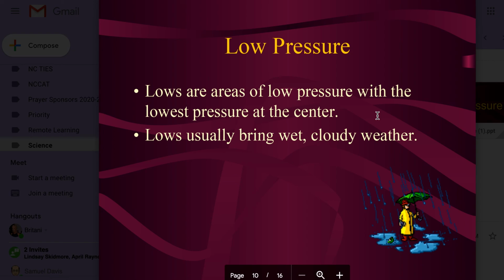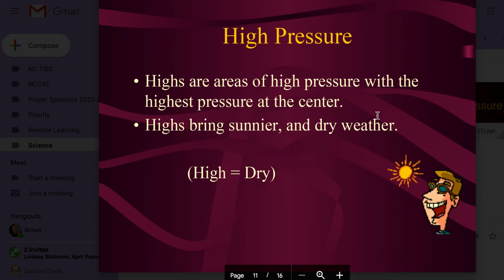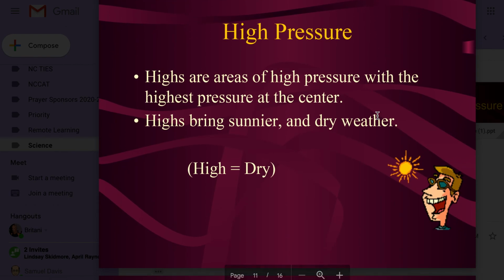Those are some warm air masses. They're lighter, they rise, they have more humidity, or they can hold more humidity. So warm air is usually that low pressure. That warm air is usually what causes that rain. Okay, high pressure. They have the highest pressure at the center. They bring sunnier and drier weather. So we say high pressure is heavy air, and that's happy weather. And that's usually that cold air.